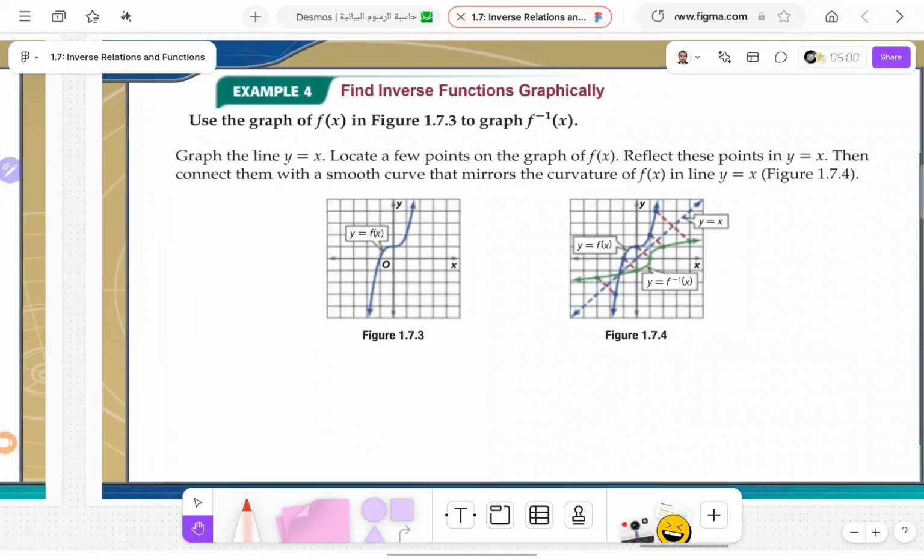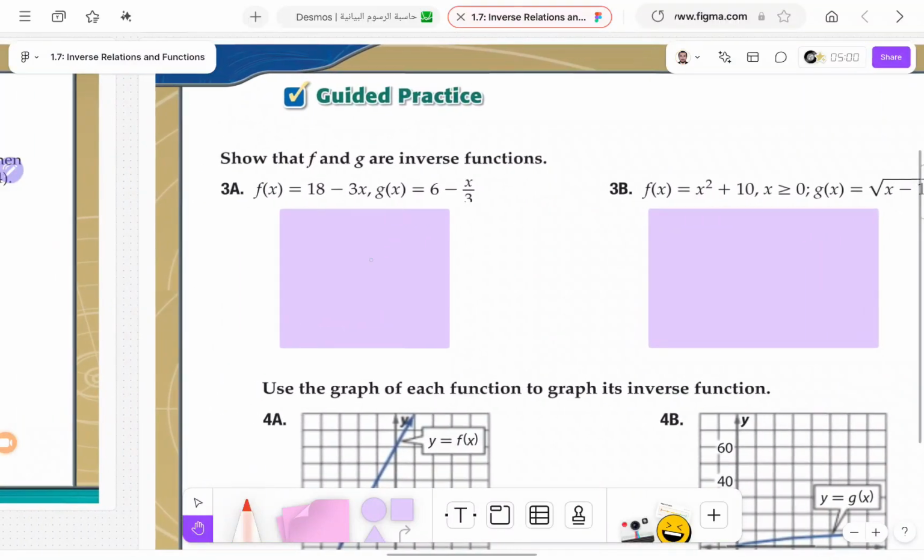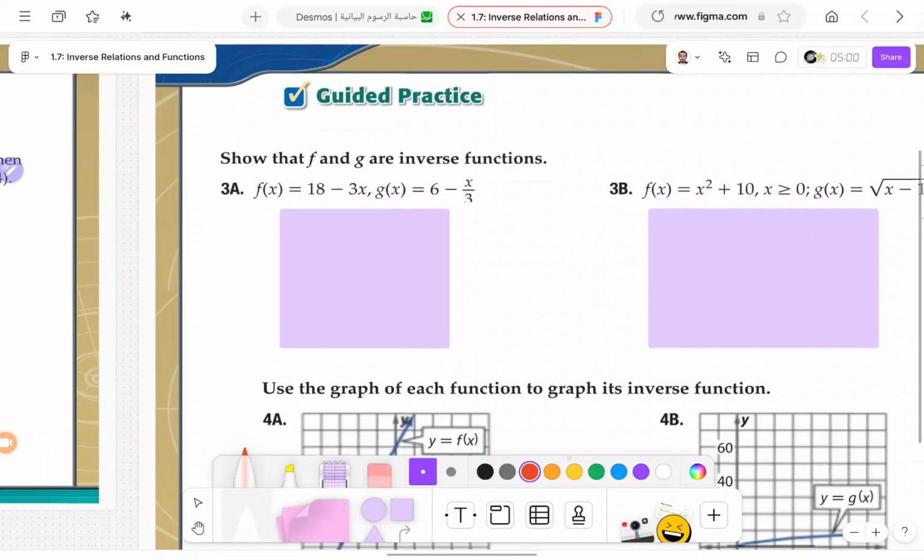Now if you need one more example, let me do one more example for you, like this one here. Just very quickly. Now we have the function f of x, and we have here g of x. What should I do? First, let's find f of g of x. I have to put everything here instead of this x here. So now let's find the answer: 18 minus 3 multiplied by 6 minus x over 3.